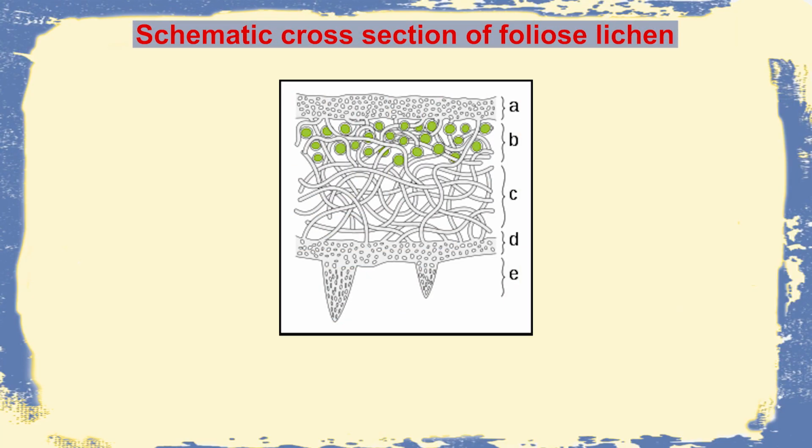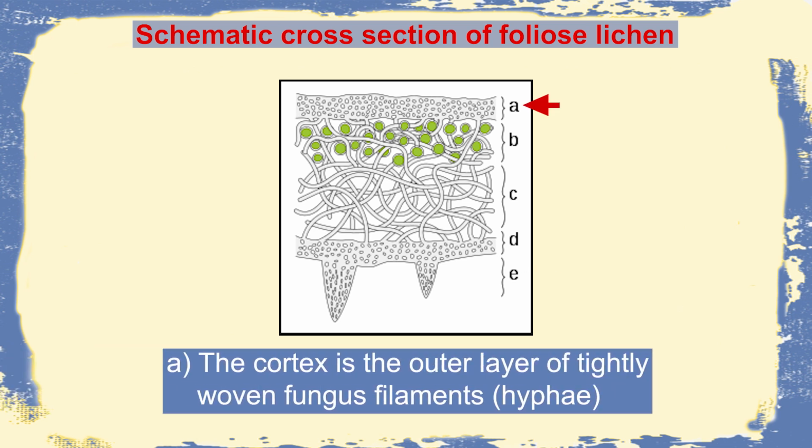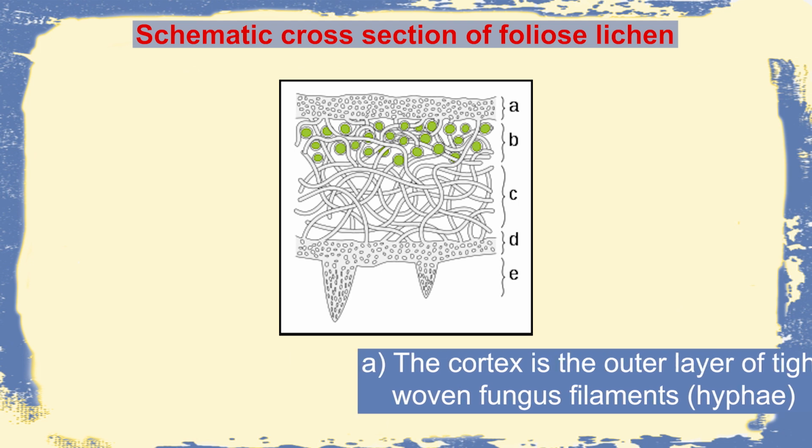Now let us consider the anatomy of lichen. Basically, the anatomy includes 5 different layers, where 4 layers are very common, but the 5th layer is not always present. In a foliose lichen, the uppermost layer is formed of cortex, which is the outermost tightly woven filamentous fungal mycelia. So the outer layer is fungus.